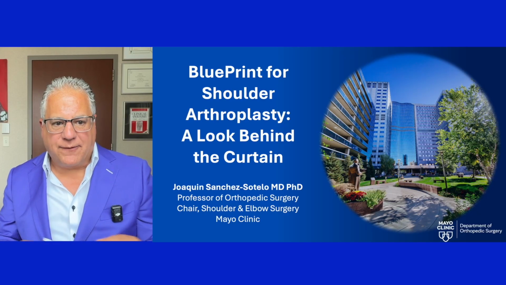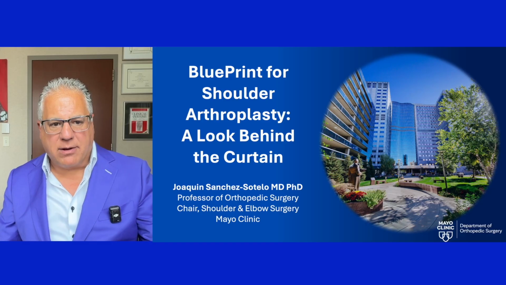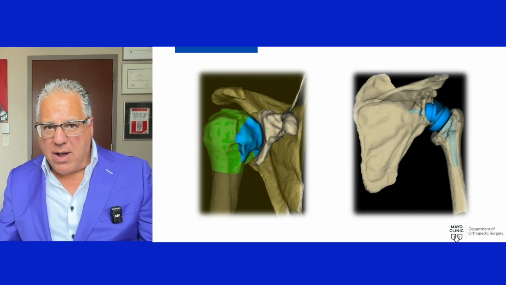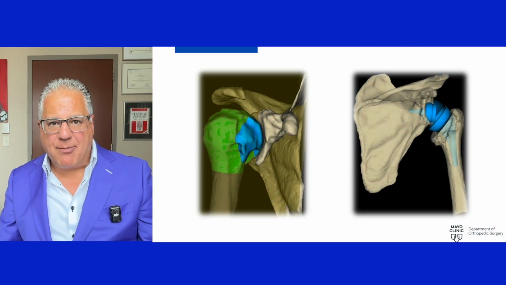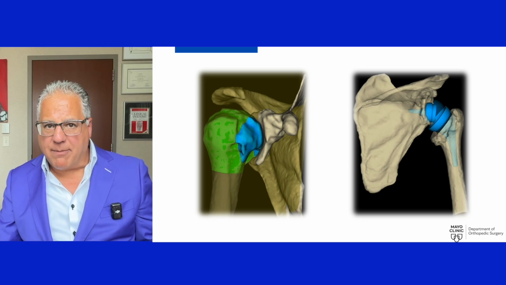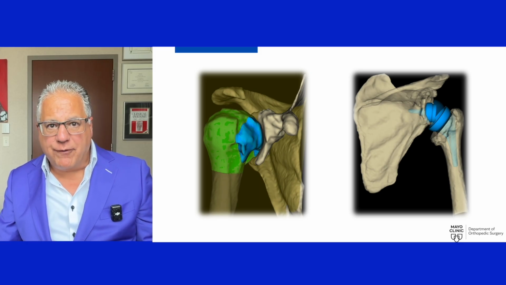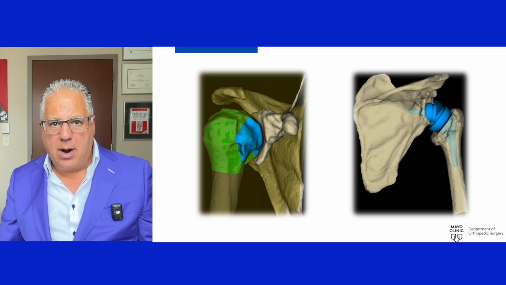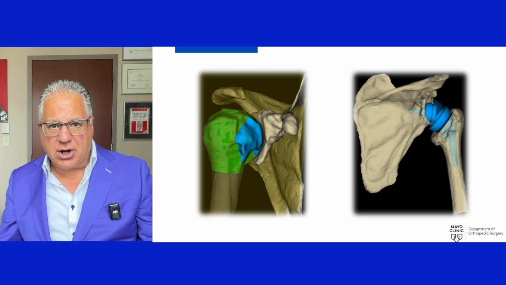Today, most shoulder arthroplasty surgeons use some form of preoperative planning software. Today we will discuss BluePrint for shoulder arthroplasty, a look behind the curtain. By now, I think most of us understand that these types of software packages will provide the surgeon with a three-dimensional representation of the geometry of the glenohumeral joint for one particular patient, but also allow the surgeon to virtually place the components where they will provide the best possible reconstruction for each individual shoulder.